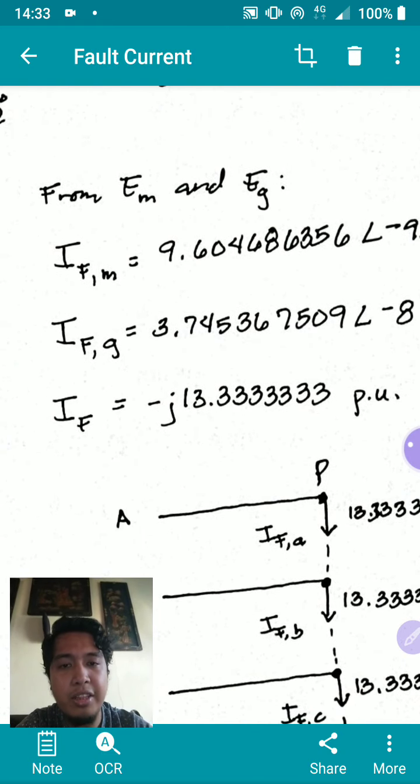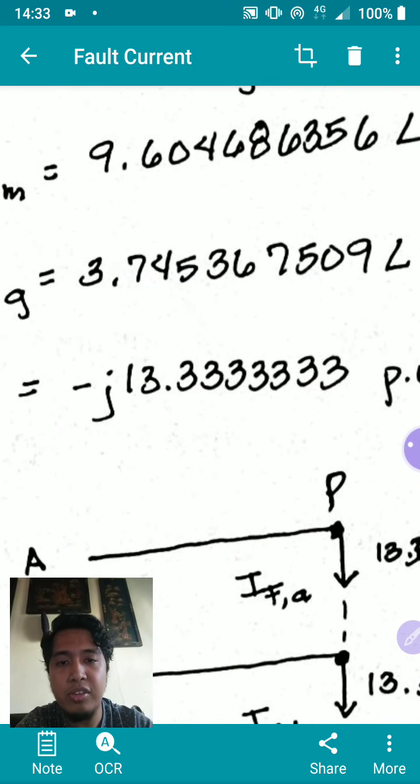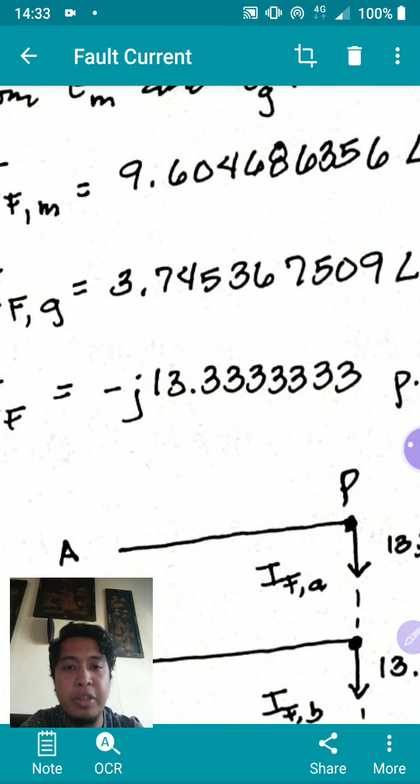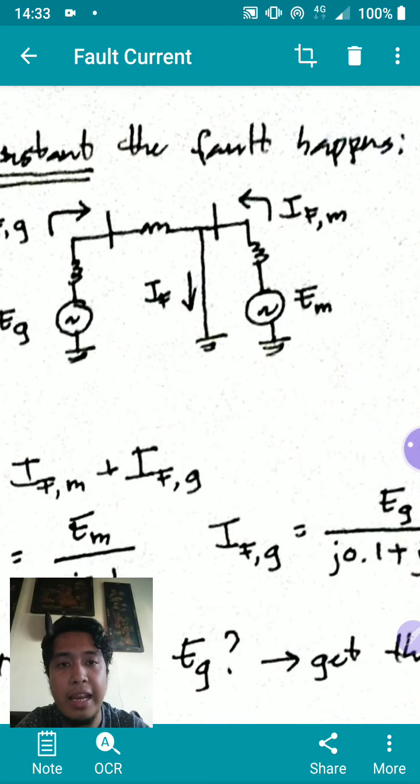Now if you get the fault current, it is just IFM plus IFG. So this is your fault current. It's 13.33 angle negative 90 per unit. This is your fault current on the single line diagram. That's the single line diagram.